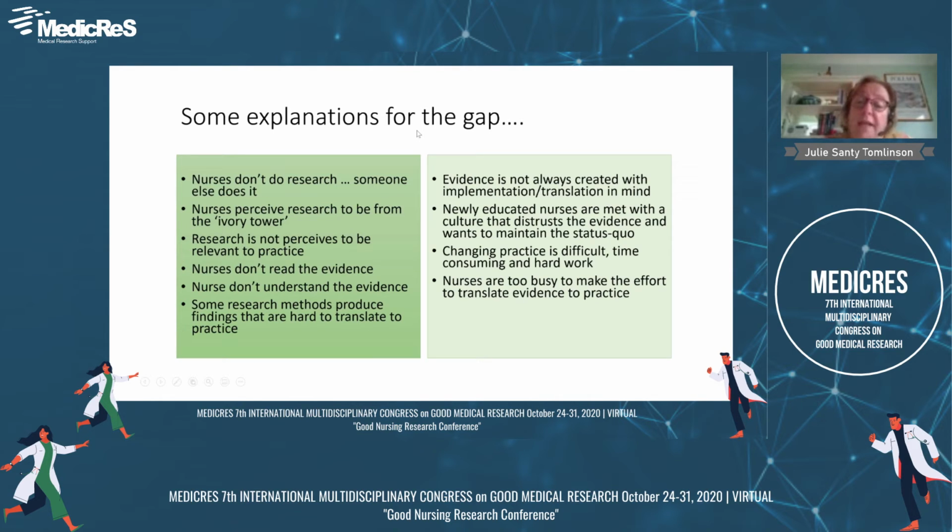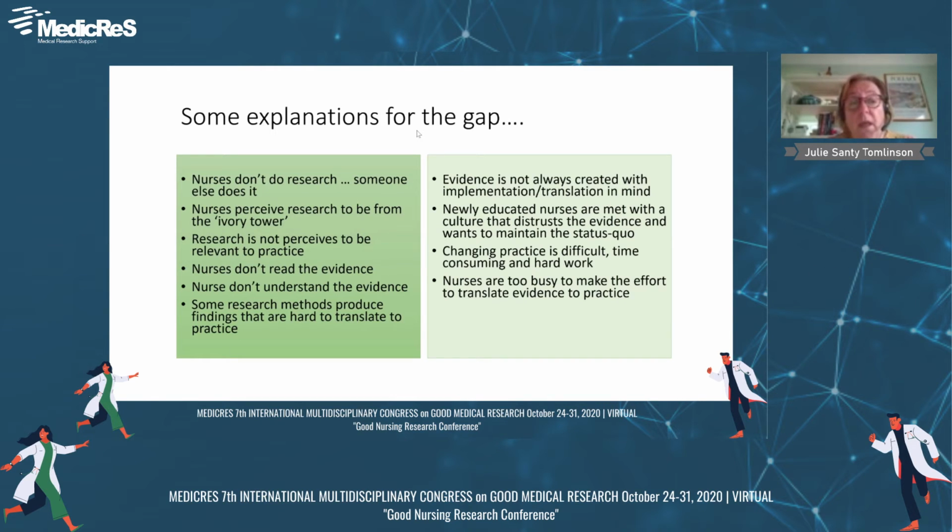A really important side of this is about the way that the evidence, the research, is actually created. And I suppose that's the most important thing about what I want to say today, if you're going to be a researcher, and I'm thinking about all of the doctoral and PhD students that have joined this wonderful event today, you really must think about the fact that evidence is not always created with implementation and translation in mind. So if we create evidence without thinking about how it's going to be implemented at the end of the research cycle, then we're going to have difficulties with it.